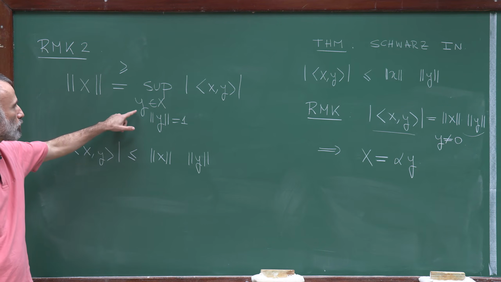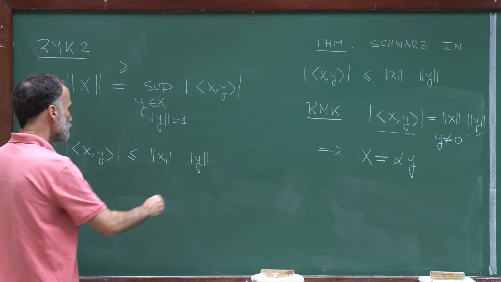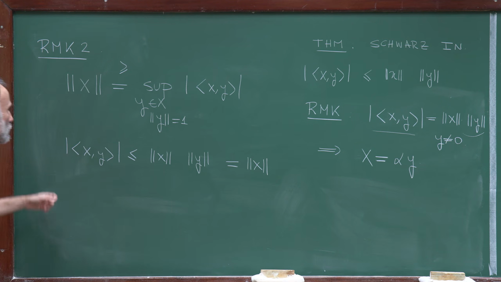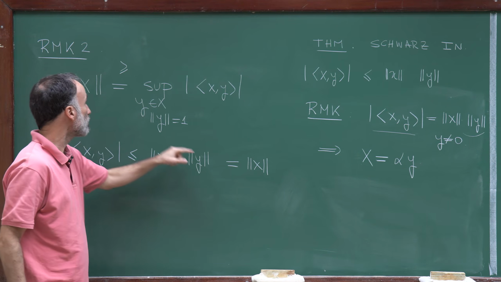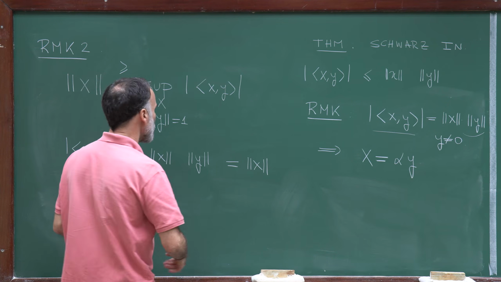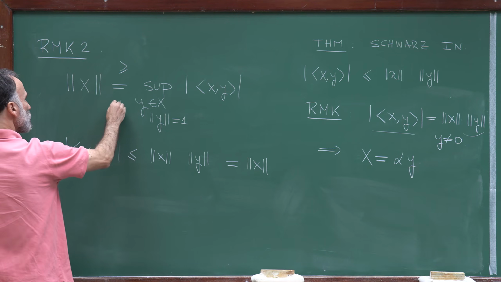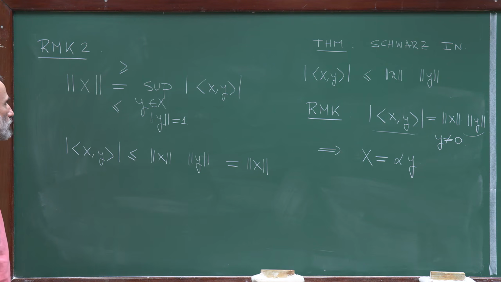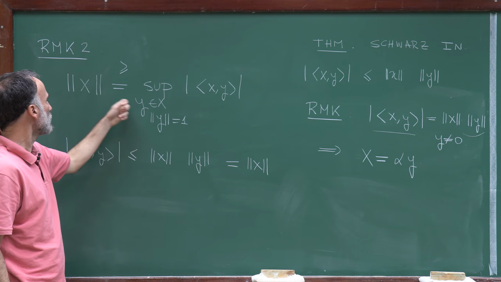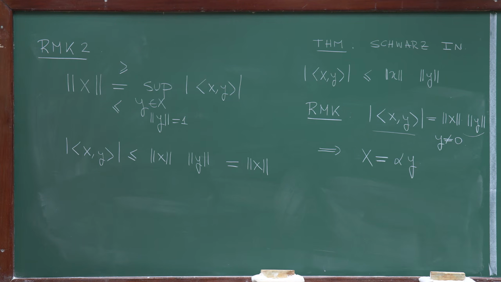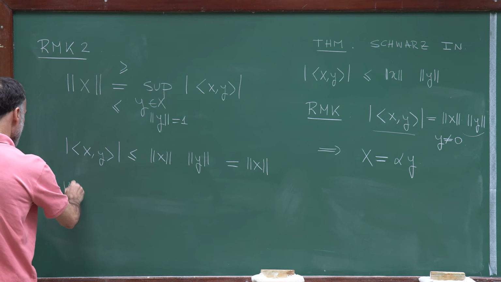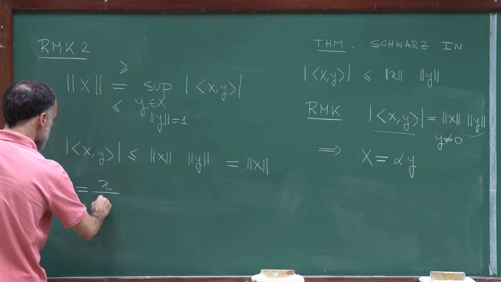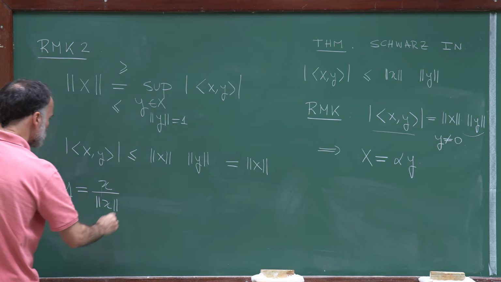So now if I take a y whose norm is equal to 1, this is equal to the norm of x, and therefore the supremum is bounded by the norm of x. So this proves one inequality. And to prove the second inequality, so to show that the norm of x is bounded by this supremum, we have to find one y which gives you the identity. So let me take y to be equal to x divided by the norm of x.